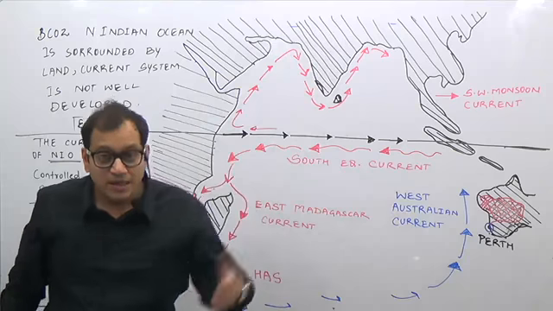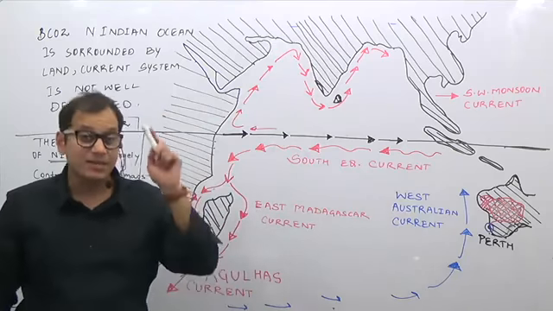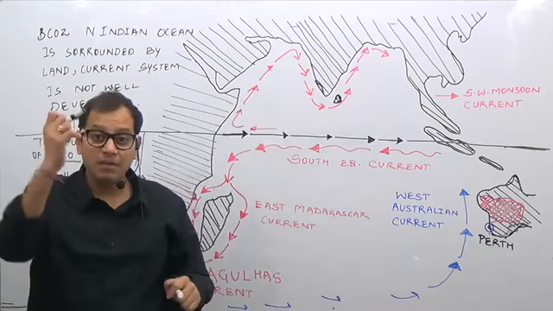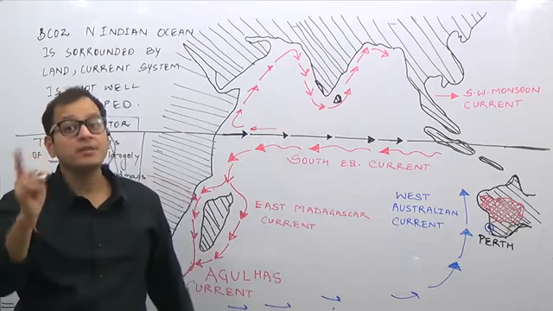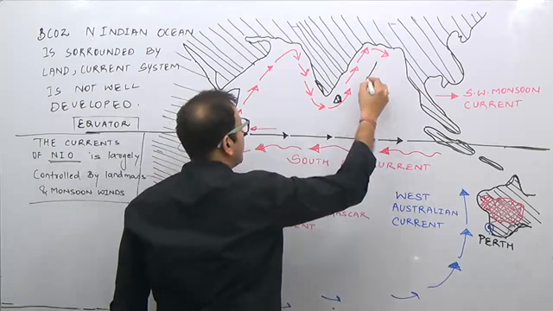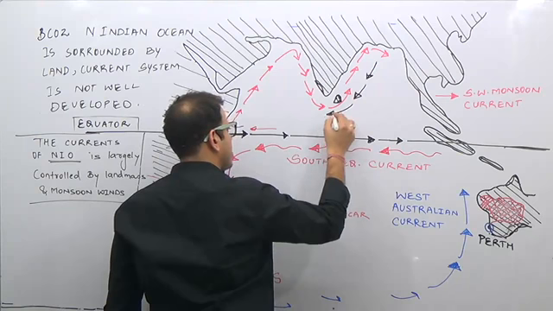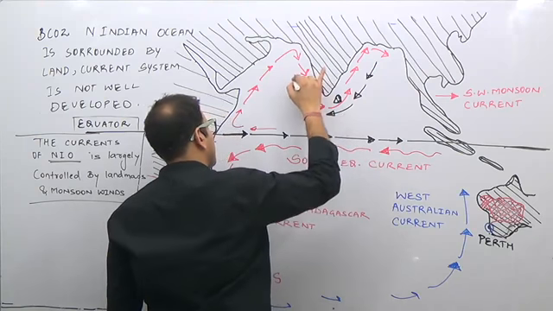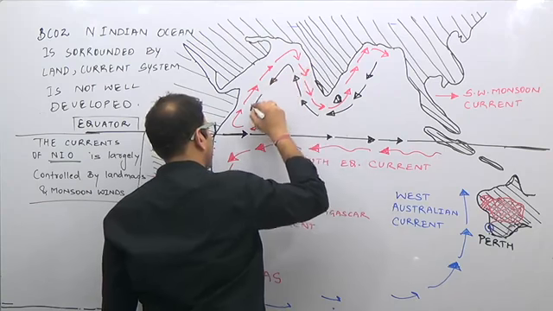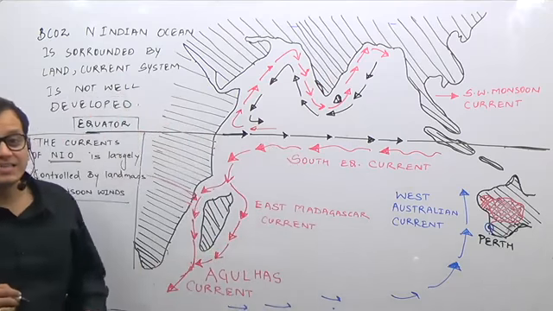The other current which develops during the winter season, but again remember it is a warm current because it is developing in the warm regions of the world. I will mark it with the black pen, but remember it is a warm current. It is the northeast monsoon current. So these are the current systems.